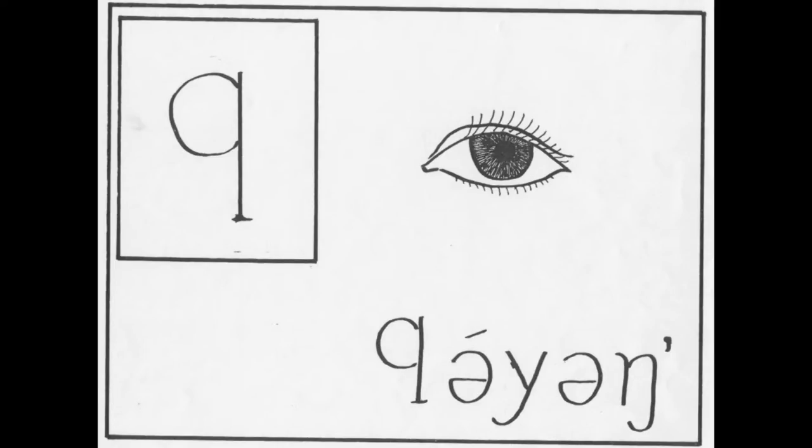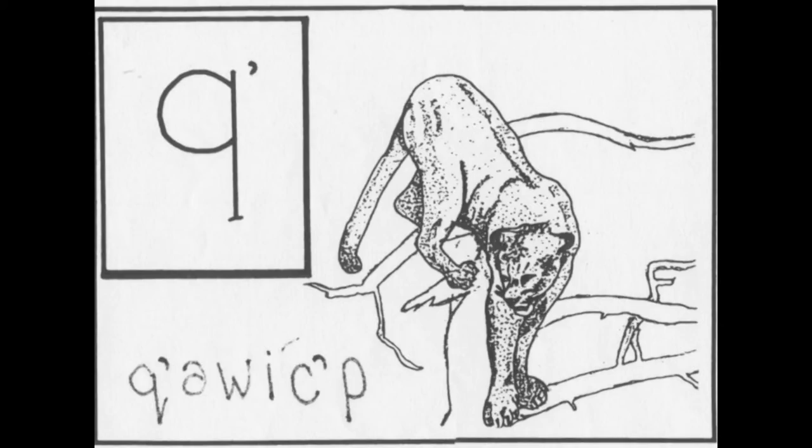A letter Q in Klallam is similar to the sound at the beginning of the English word call, but the tongue is touching farther back in the throat. It's in the Klallam word for eye. Kying.